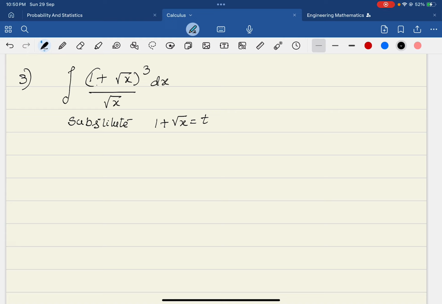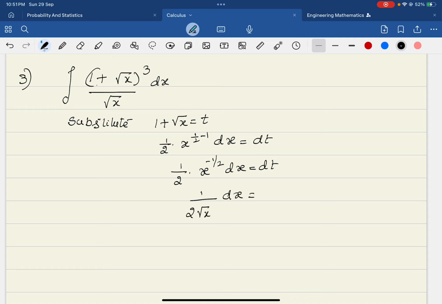So what is the derivative of root x? Root x means x power 1 by 2, correct? It is 1 by 2 into x power 1 by 2 minus 1 dx is equal to dt. So it is 1 by 2 into x power half minus 1, which is minus half, x power minus half dx is equal to dt. So can I write this as 1 by 2 root x dx, correct? 1 by 2 root x dx is equal to dt.